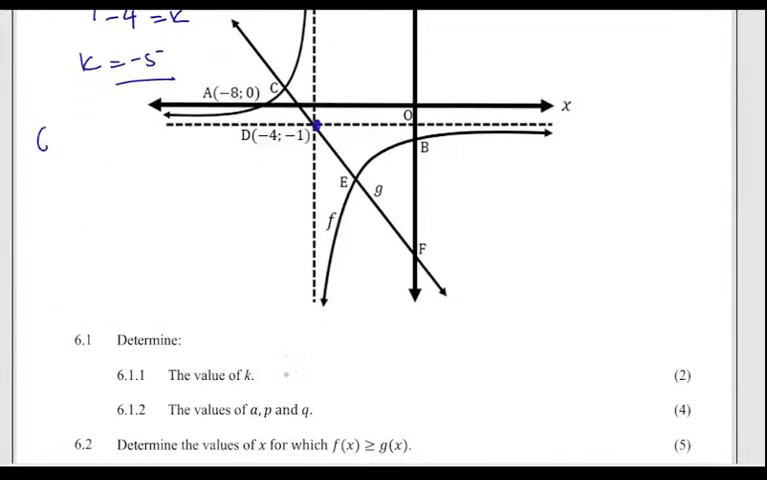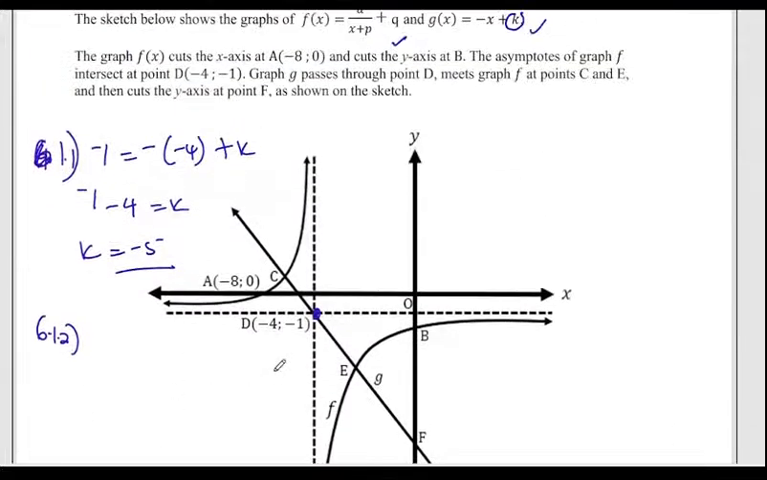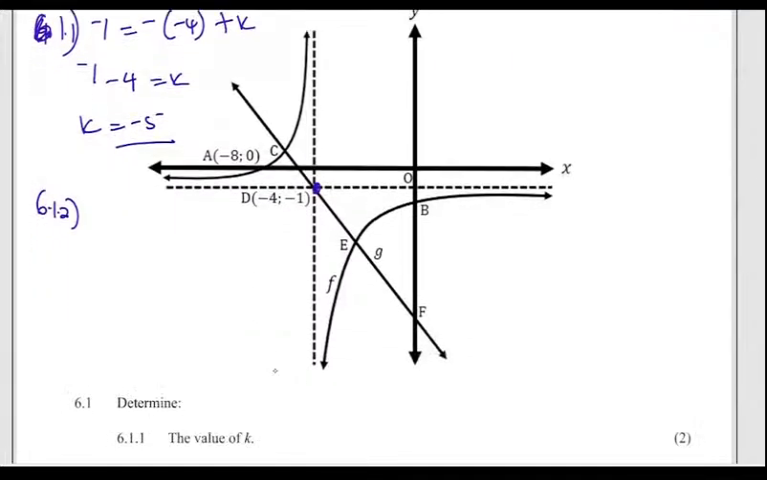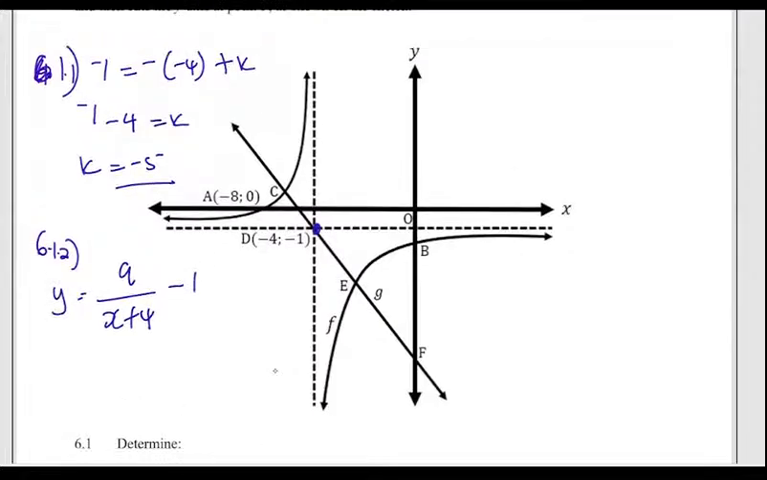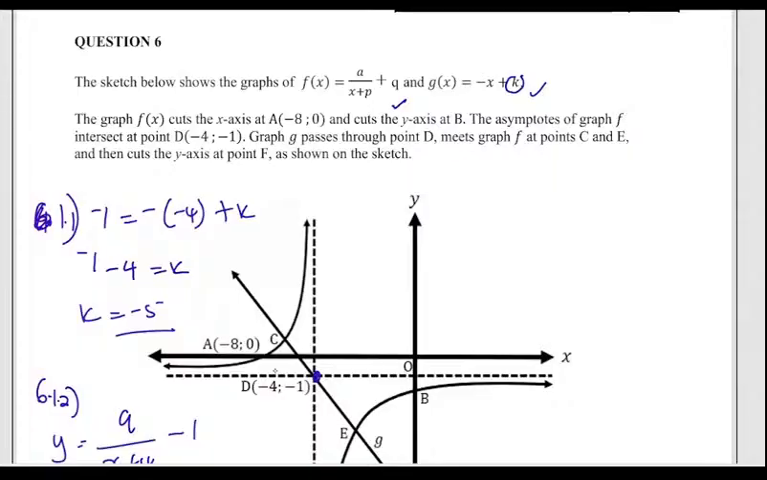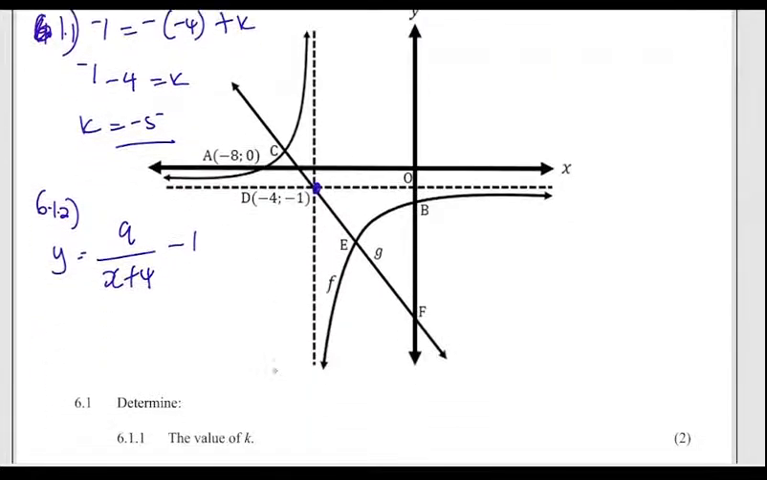6.1.2, they want the values of a, p, and q. So from our hyperbola, we know that our p is going to be 4. Okay, p is going to be 4, we know that. So it's going to be a over x plus 4, and then minus 1 should give us the y or f of x. Then let's substitute a point, negative 8 and 0. Okay, we're saying at A, which is negative 8 and 0. So 0 is going to be a over negative 8 plus 4, minus 1.